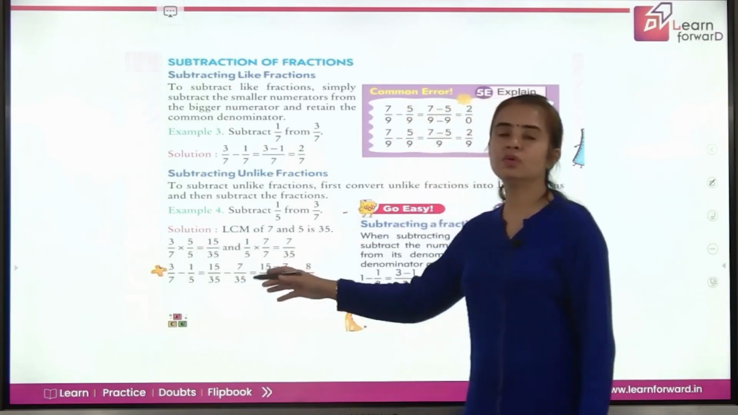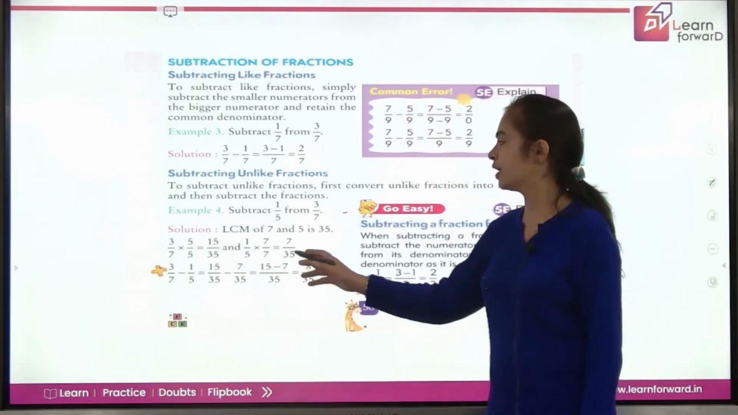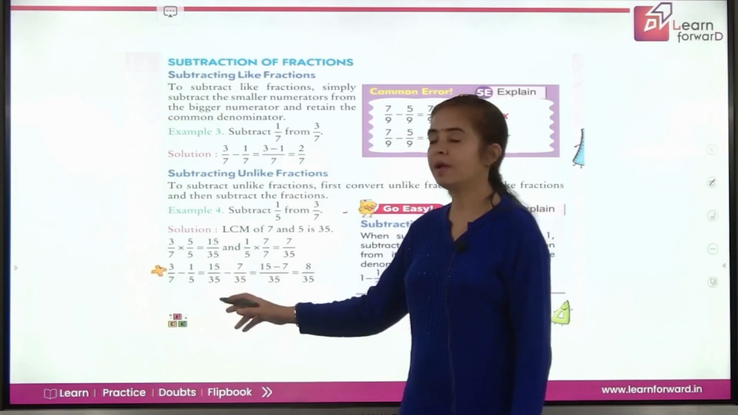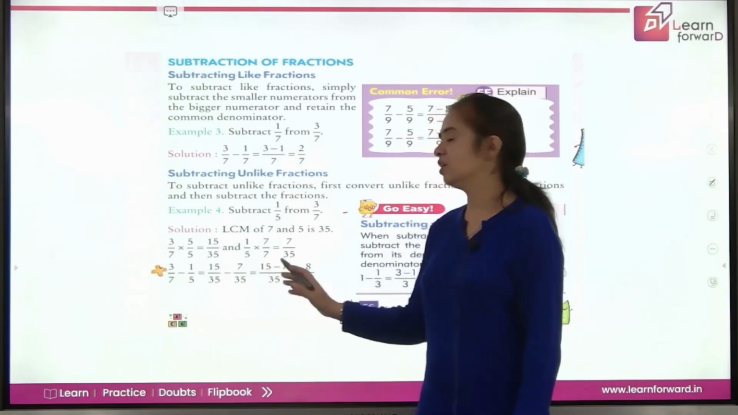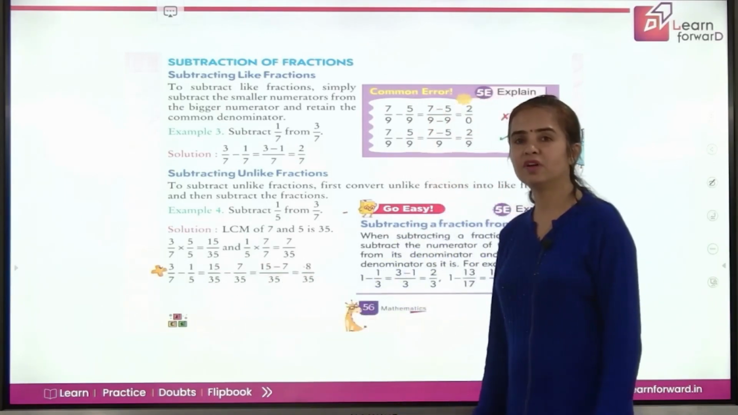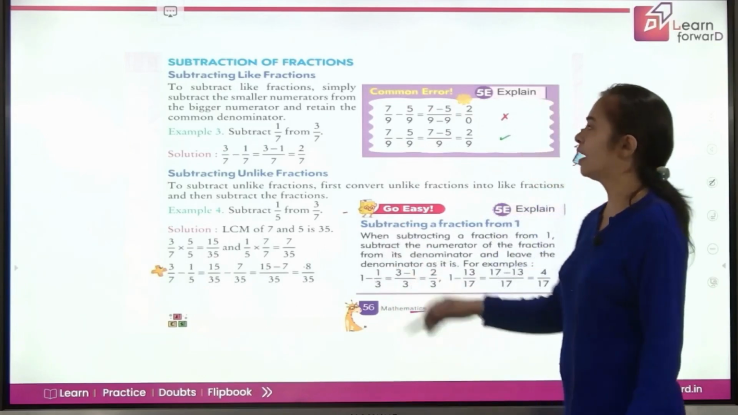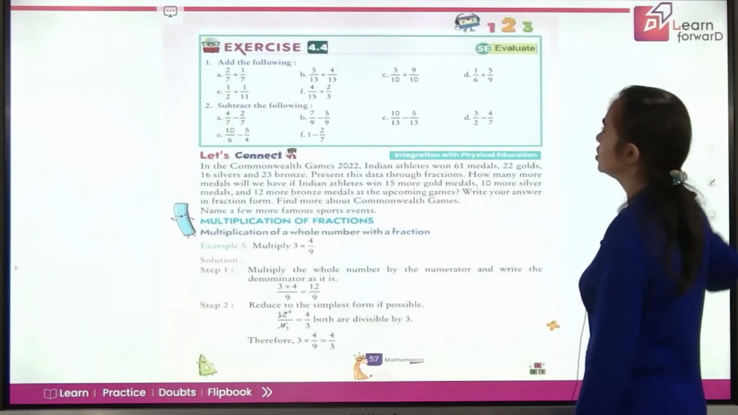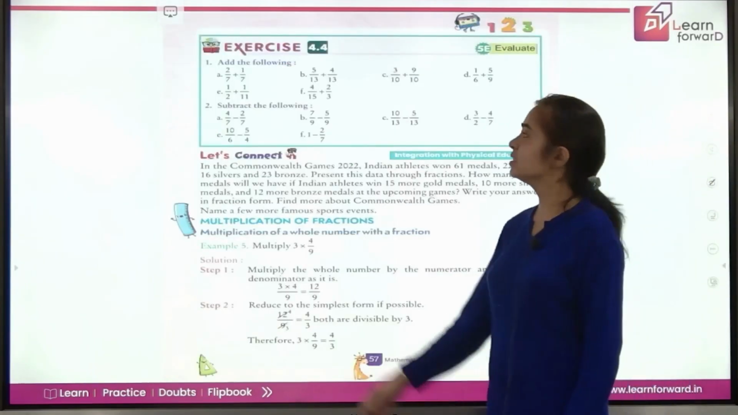Convert them into like fractions and then subtract. So finally you get 15 by 35 minus 7 by 35, which gives you 8 by 35. So addition and subtraction of like and unlike fractions is so simple. Here's an exercise for you.